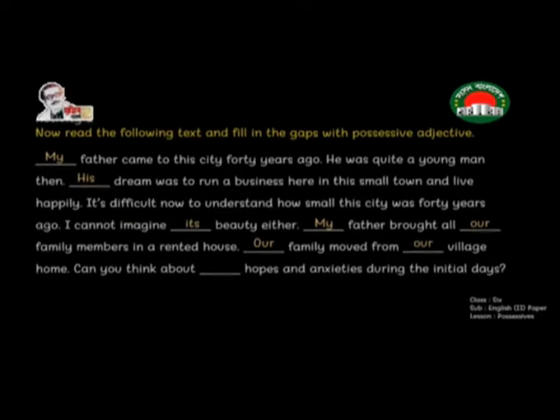Can you think about Dad's hopes and anxieties? My father's hope, that means his. Can you think about his hopes and anxieties during the initial days? Exactly. I think you got the idea about possessive adjectives. Okay, now come to the possessive pronoun. So we use possessive pronouns in place of a noun to show possession or ownership.